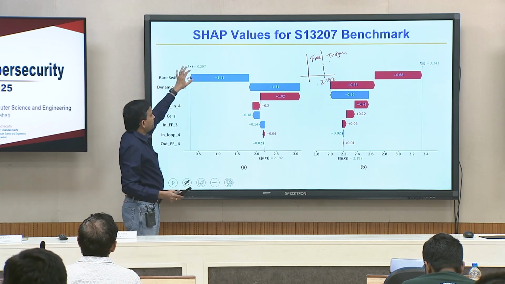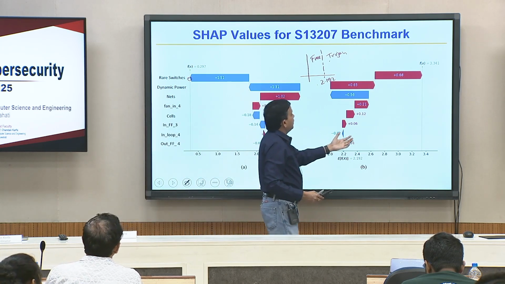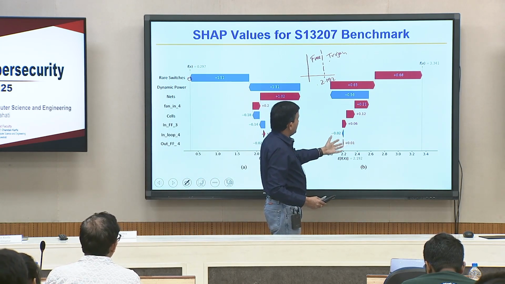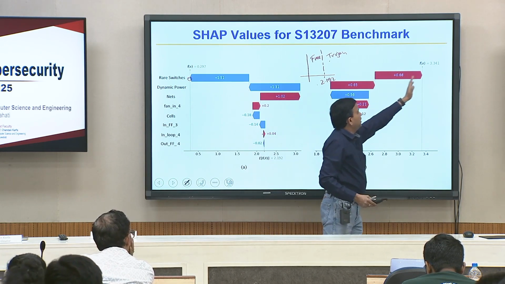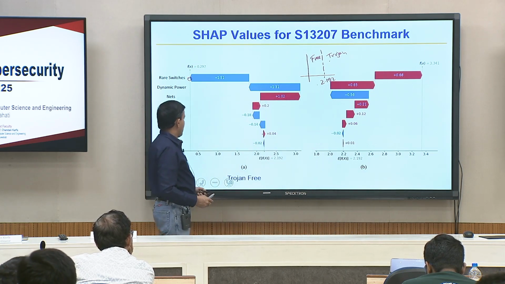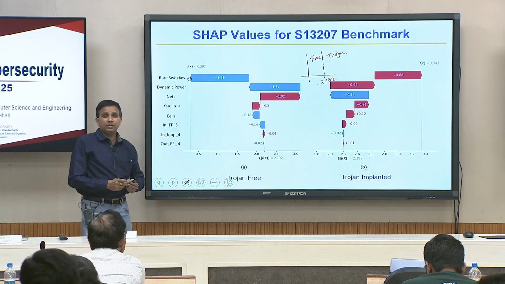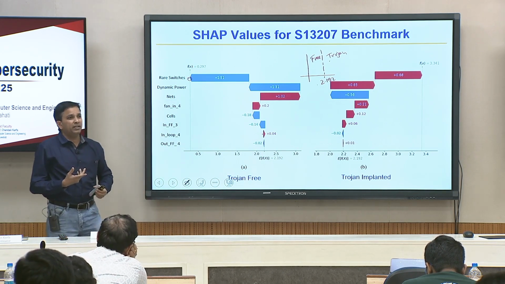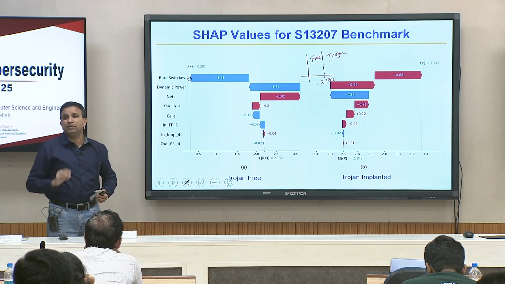The same thing you see in another design, or the same design with Trojan inserted: it started here with everybody pulling and pushing, and later the final result is on the right of that line. So, this one is Trojan free, and that one is Trojan implanted. Any questions on how explainability works? This is the basic information Shapley analysis will give you.